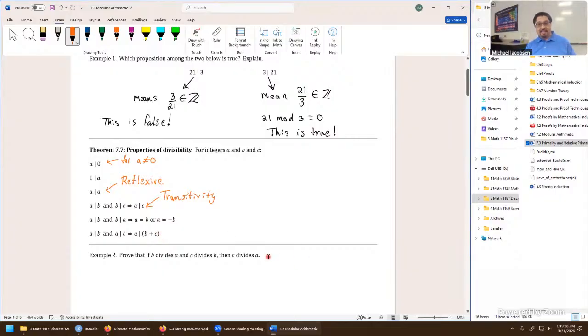I think transitivity is kind of the exciting one, so we're going to go for that. You'll be doing one as well in the homework. Any questions at all, folks, before we give this proof a try?